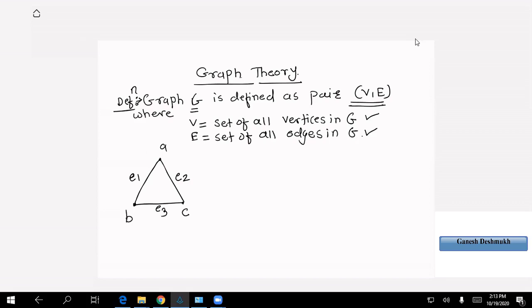There can be more than one edge between the vertices, so there can exist more than one edge between the vertices B and C. One edge is named E3, and another edge can be named E4. Also, I can draw an edge from a vertex to itself. This is specially called a self loop. You can name this edge E5.